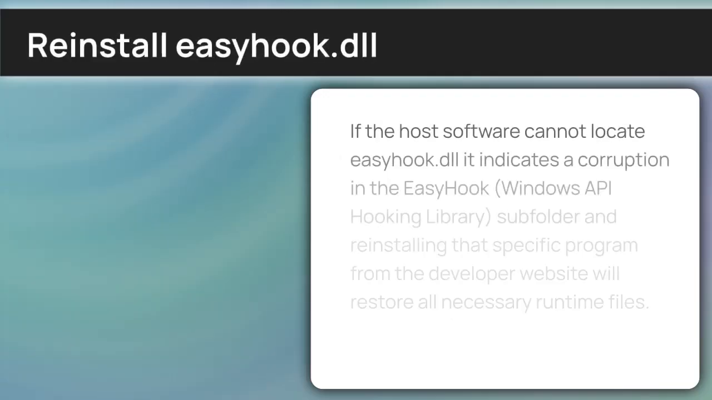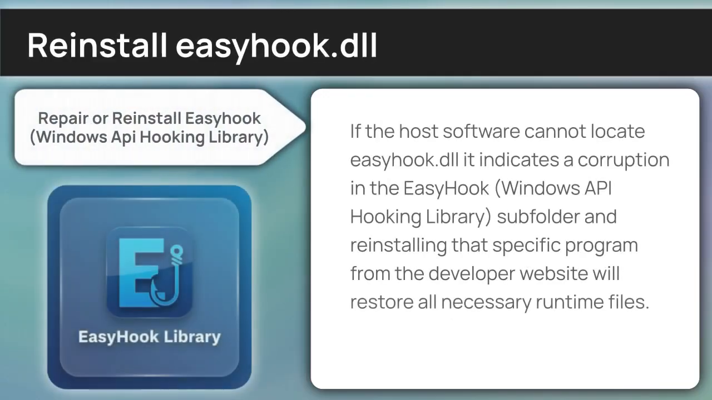If the host software cannot locate Easyhook Library DLL, it indicates a corruption in the Easyhook, Windows API hooking library, subfolder, and reinstalling that specific program from the developer website will restore all necessary runtime files.